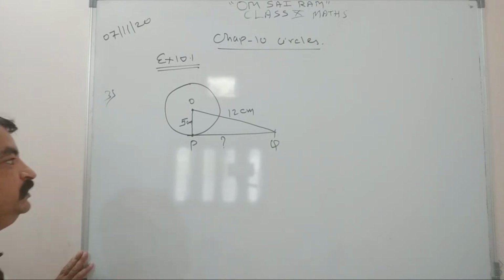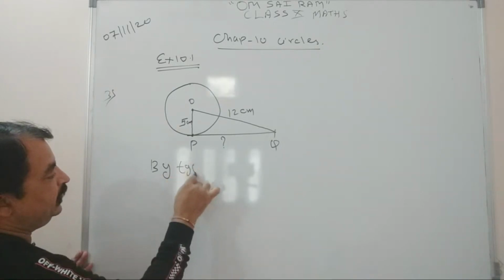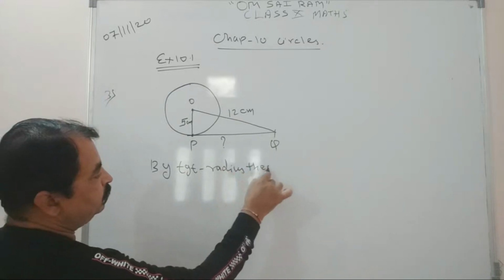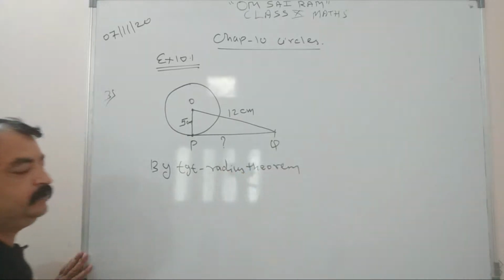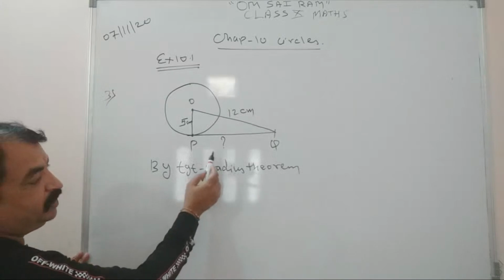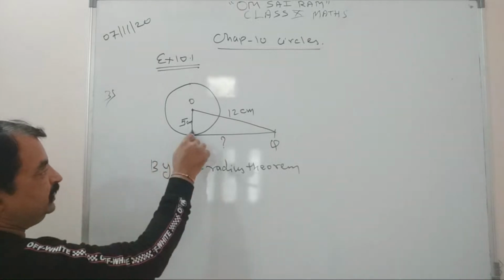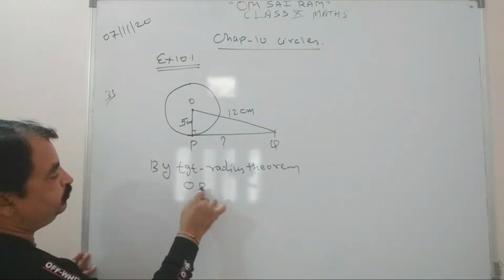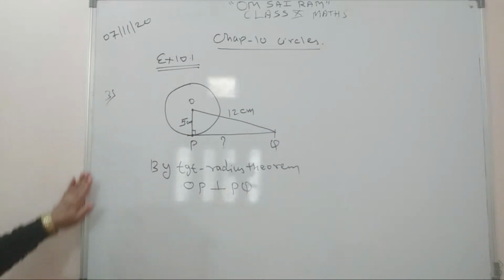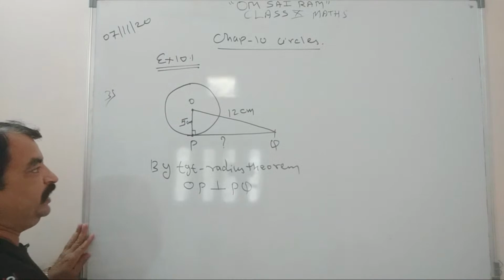So how do we work this out, children? See, simply we write by radius theorem. Okay, this statement you will write by tangent radius theorem. Yes, the answer is root 119, but you have to work it out. Okay, Raj Singh. By tangent radius theorem, you will write OP is perpendicular to PQ. This reason you have to put. Then only you will get the credit. OP perpendicular to PQ, right?